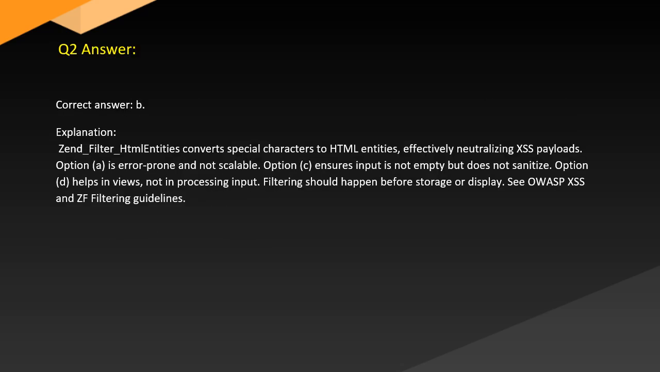Answer. Correct answer: B. Explanation. Zend filter HTML entities converts special characters to HTML entities, effectively neutralizing XSS payloads. Option A is error-prone and not scalable. Option C ensures input is not empty but does not sanitize. Option D helps in views, not in processing input. Filtering should happen before storage or display. See XSS and filtering guidelines.